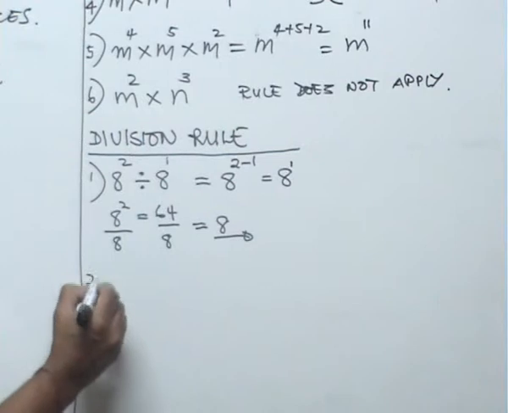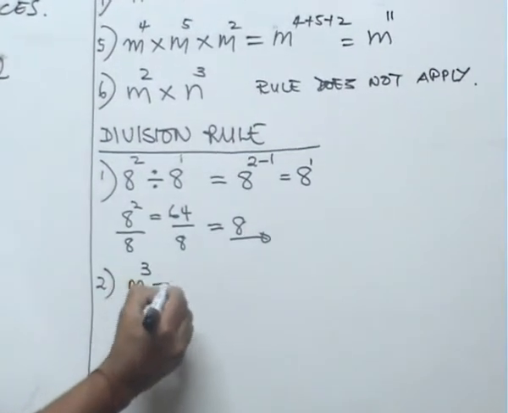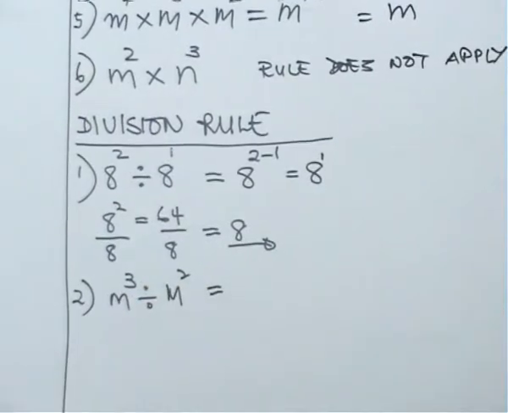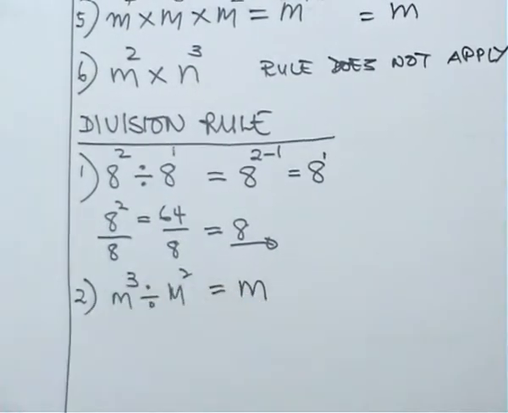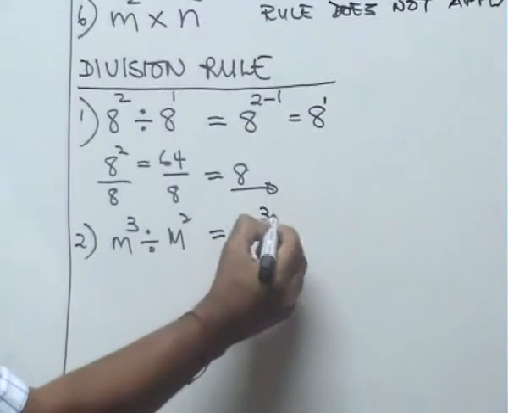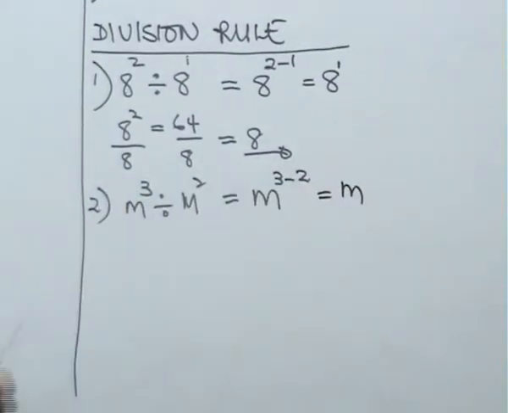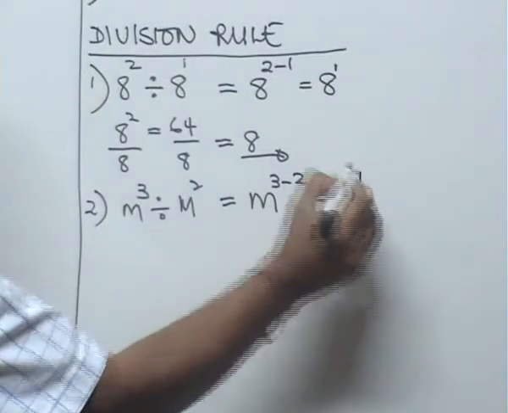So let's do another example. m cubed divided by m squared. You write down the base once, subtract the indices, and 3 minus 2 gives you 1.